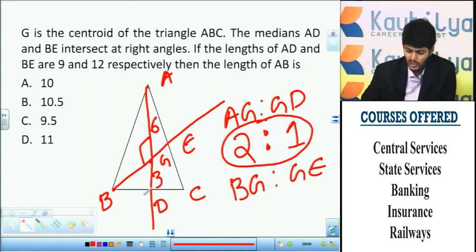Similarly, BE total value is given as 12. So again B is also 3 parts, BG plus GE. So 3 parts is equal to 12. So one part is equal to 4. So 2 parts will be 8. One part is equal to 4.